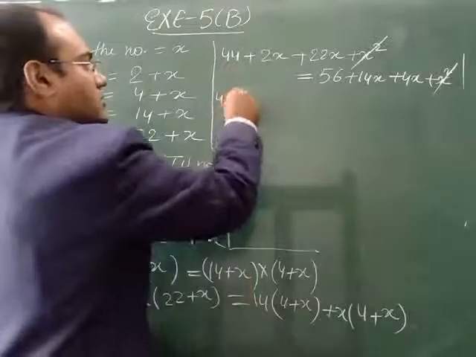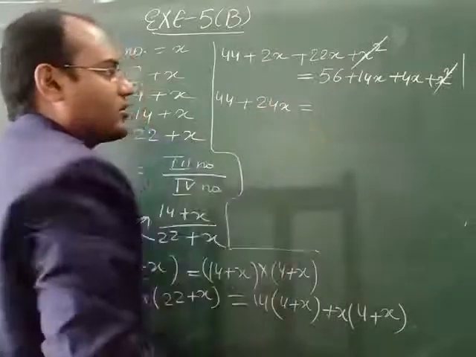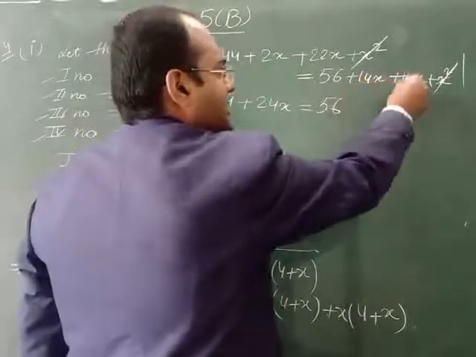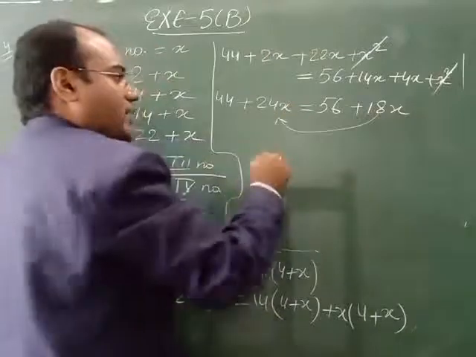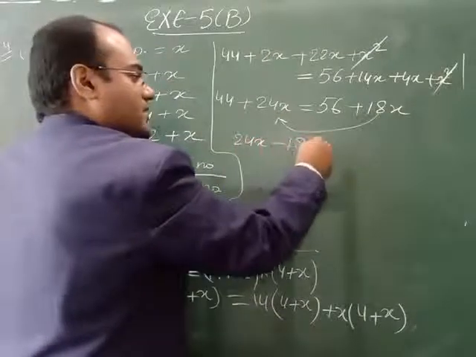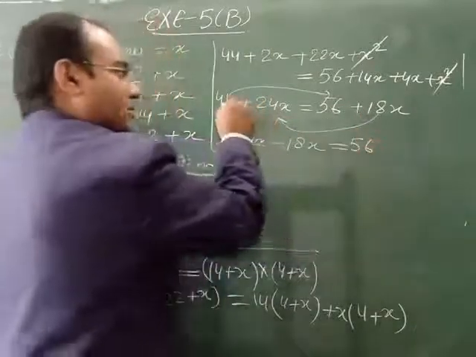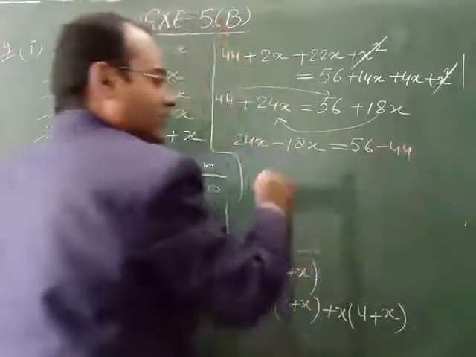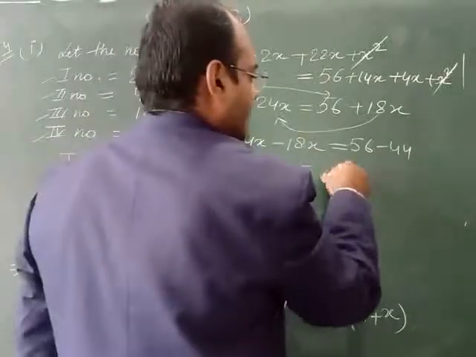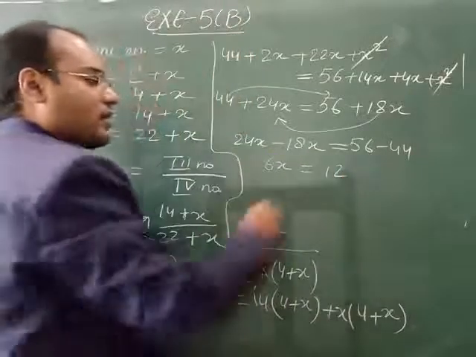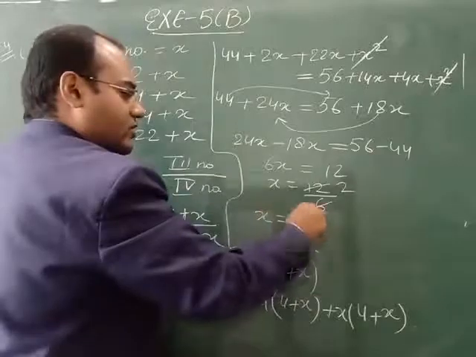Now 44 plus 2x and plus 22x will become plus 24x is equal to 56 plus 14 plus 4x will become plus 18x. Now this 18x you will bring on the left hand side, so 24x minus 18x. 44 you will bring on the right hand side, so equal to 56 minus 44. Now we will subtract them. 6x is equal to, on subtracting them we will get 12. x is equal to 12 upon 6. So on cancelling them we are getting x is equal to 2.